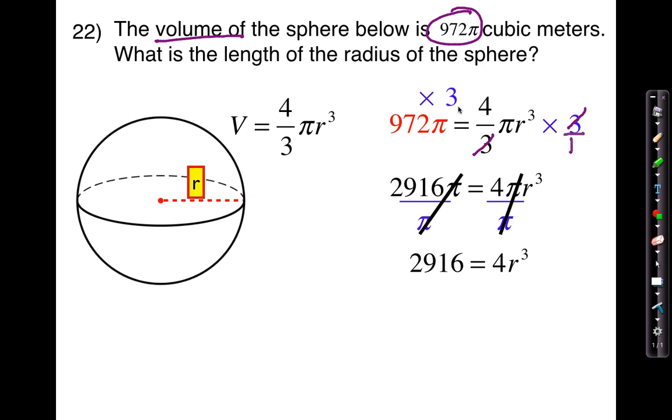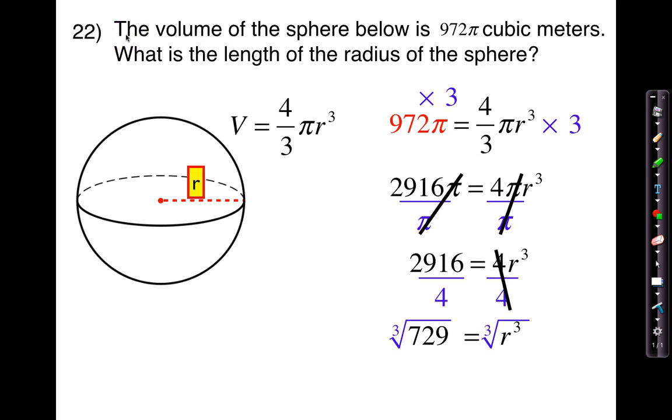Now we're going to get rid of the coefficient. This means 4 times r cubed. So the inverse would be to divide by 4 on both sides, leaving me with 729 equals r cubed. Now what I'm going to do is take the cube root of both sides. And the cube root of 729, you probably don't know off the top of your head yet, but the answer is 9. So to answer the question, what is the length of the radius of the sphere?